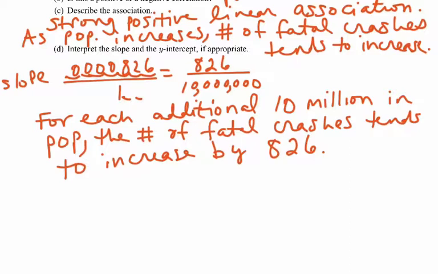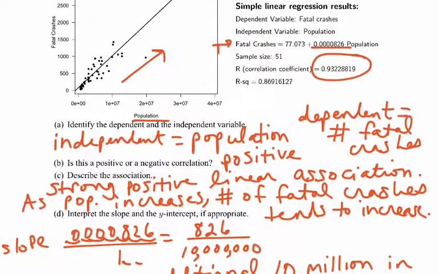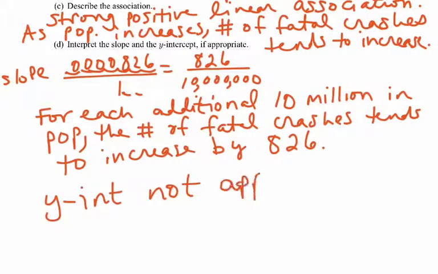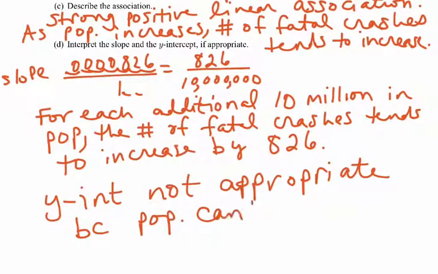Now the y-intercept, let's talk about that real quick. The y-intercept is this number. So the number itself is 77, but think about, does it make sense to have a population of 0? Because that's how I would have a y-intercept, is if the independent variable is 0. So the y-intercept in this case, I would say, is not appropriate. Why not? Because we're not going to have a state with a population of 0. Not appropriate because population can't be 0 for a given state. And that's all we need to say about that.